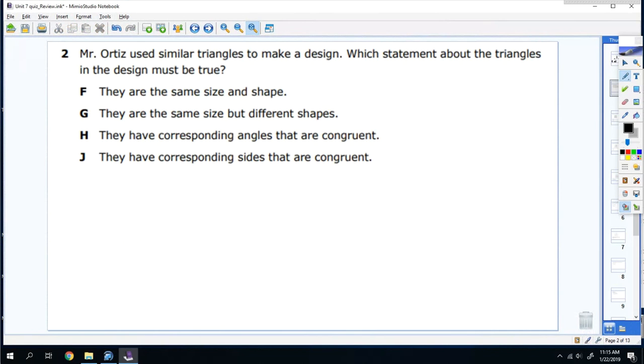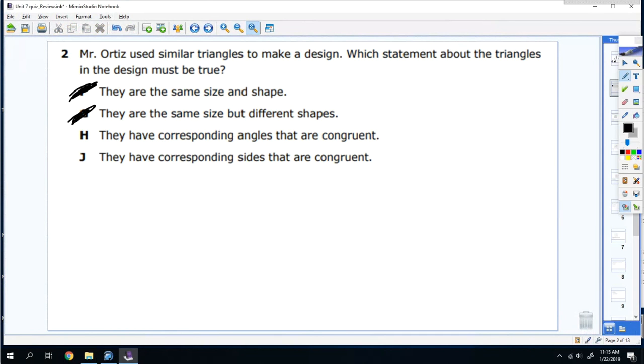All right, number 2. Ms. Orts uses similar triangles to make a design. Which statement about the triangles in the design must be true? F. They're the same shape and same size. Okay, it has to be the same shape, but does not have to be the same size. G. They have the same size, but different shapes. They have to be the same shape.